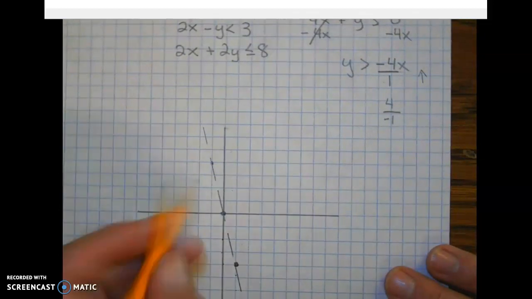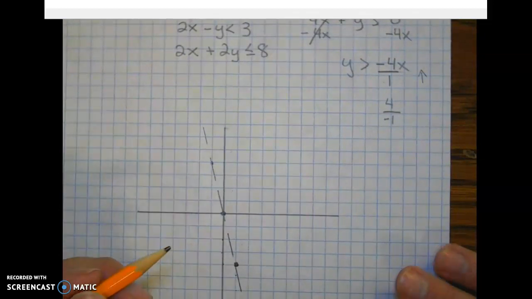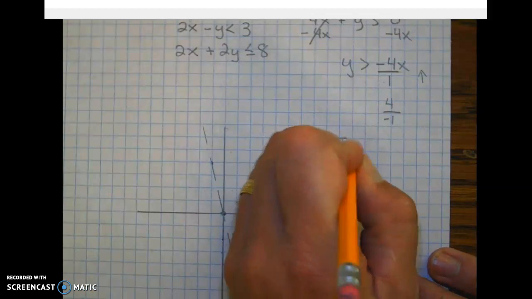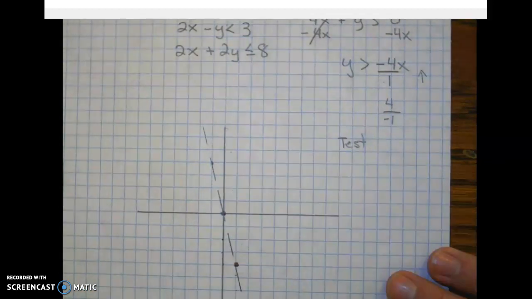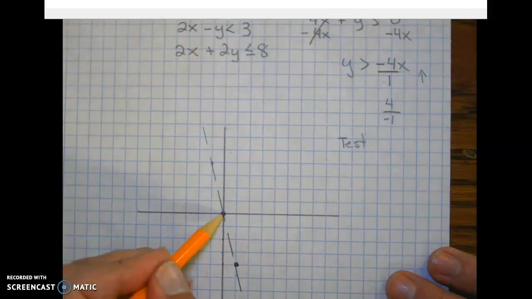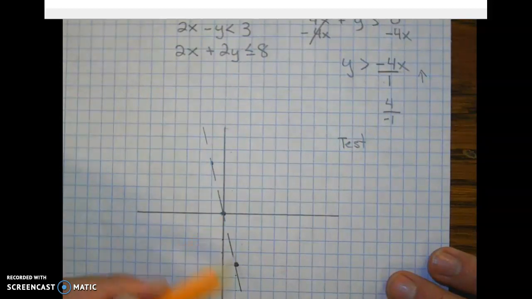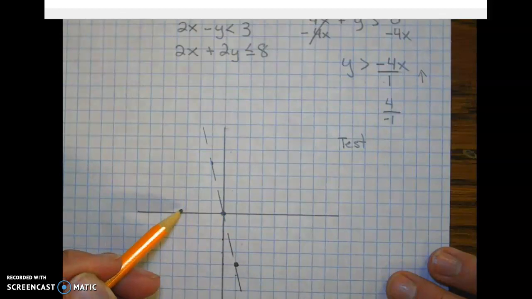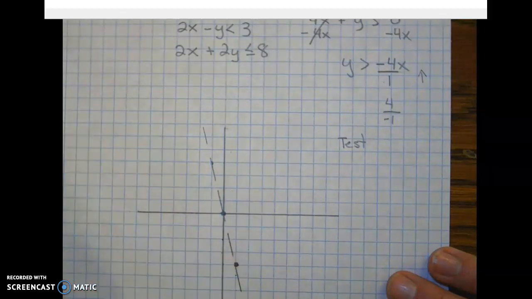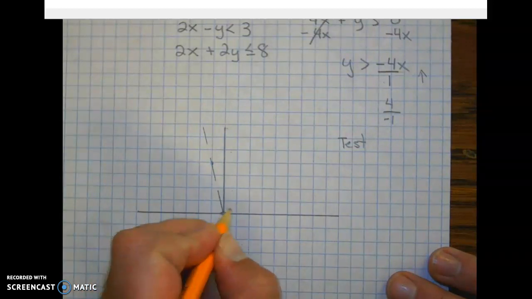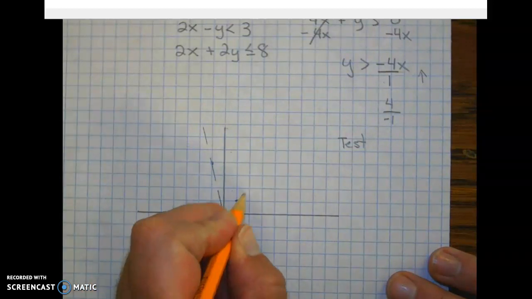So now where do we graph? First thing we do here is we have to choose a test point. Normally I like to choose 0, 0, but since it's on the dashed line, that's not going to work. We have to choose one that's either down below or above. So to keep this simple, I'm going to just choose 1, 1 as my test point.